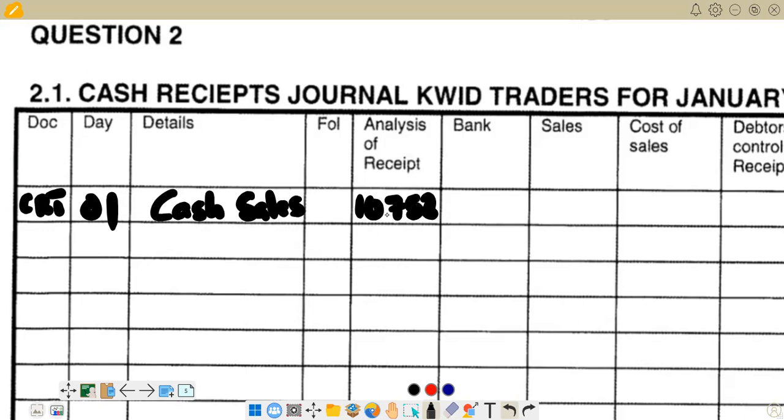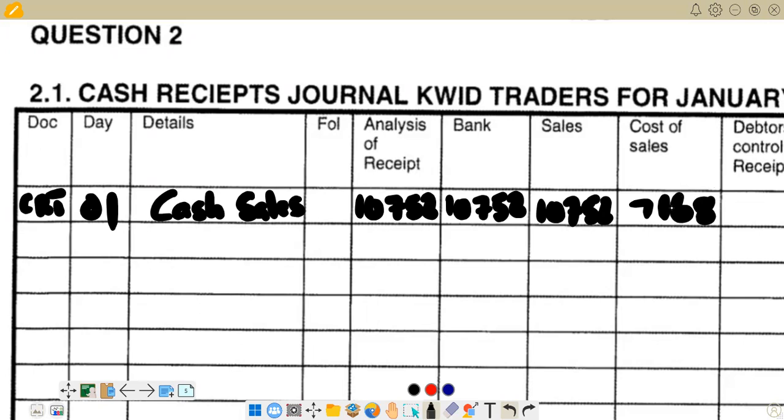Then this figure again, we put it in the column of bank, which is 10,752. And then this figure also, we put it in the column for sales, which is the same figure, 10,752. So this is what we have. And then on cost of sales, remember the figure was 7,168. So this is what we have.